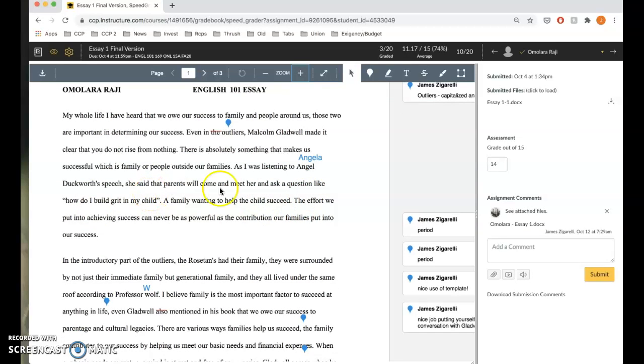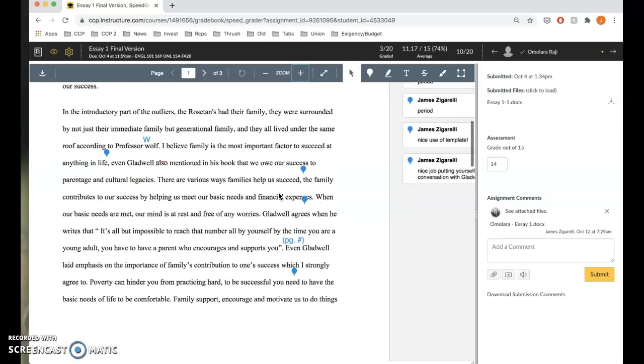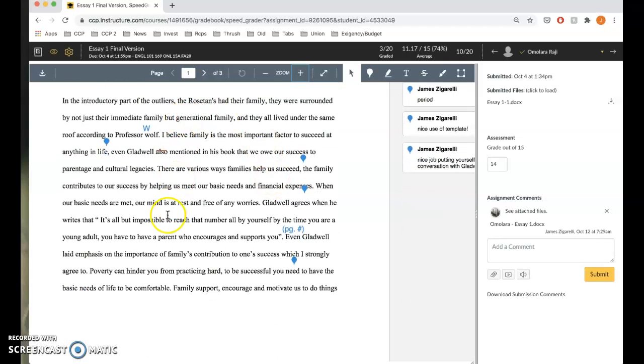So they make all the moves of an introduction. And then what they do really nicely, and the reason I wanted to show you this paper is, in each paragraph, they kind of toggle back and forth between Gladwell's ideas and their own ideas, right? So here, she starts by talking about the introduction of Outliers, right?